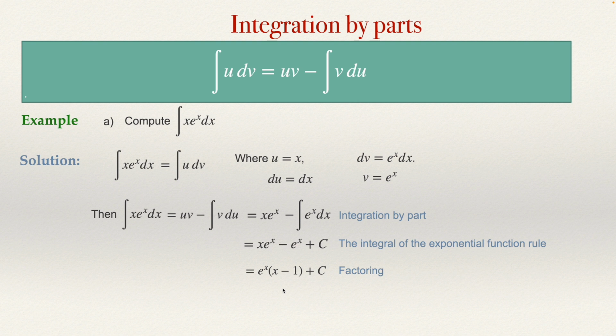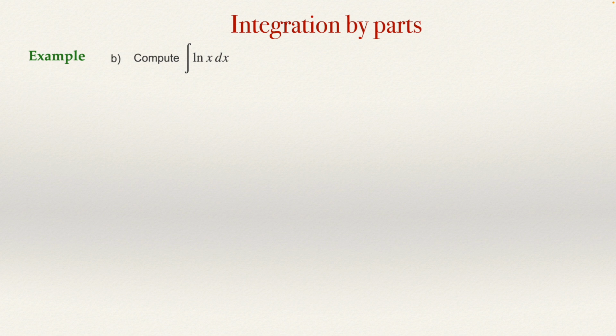Let's solve another example. Compute the integral of the natural logarithm of x dx. We don't have so far a rule for computing this integral, but we notice here that there is only one option to choose for u and dv. Remember that using integration by parts, what we are going to do is find functions u and v in such a way that the original integrand can be written in the form u and dv. And the only option here will be u equal the natural logarithm of x and dv equal this dx.